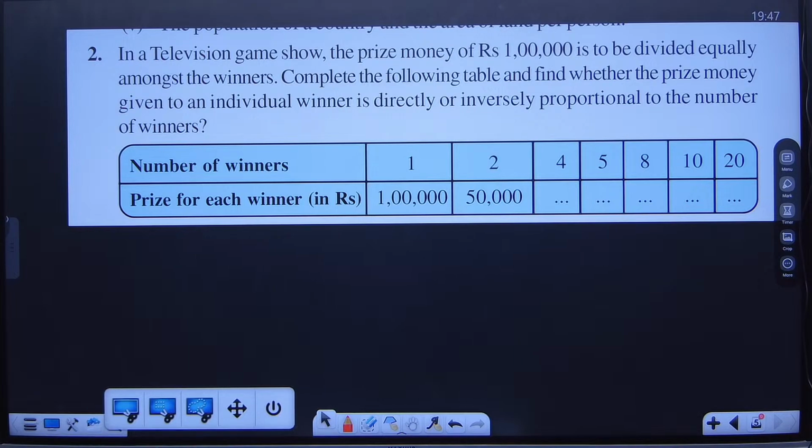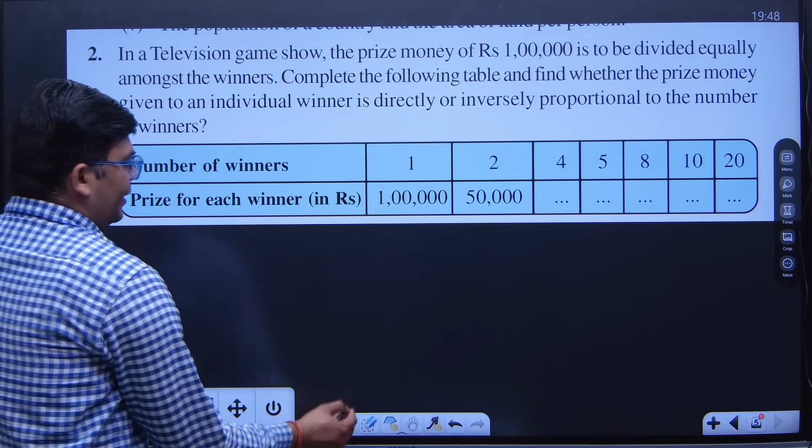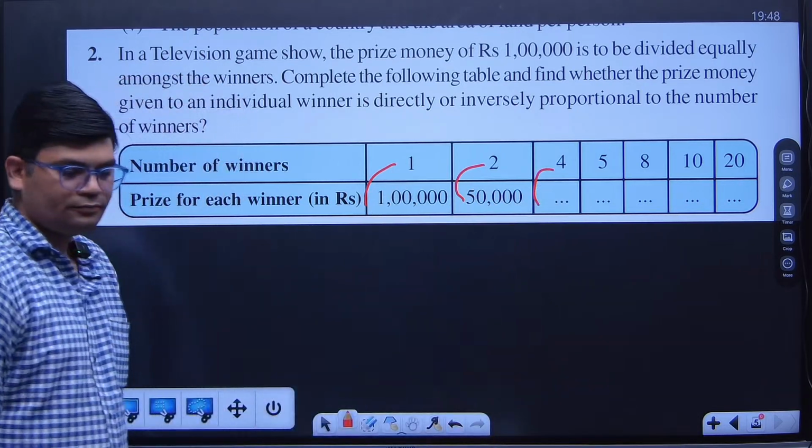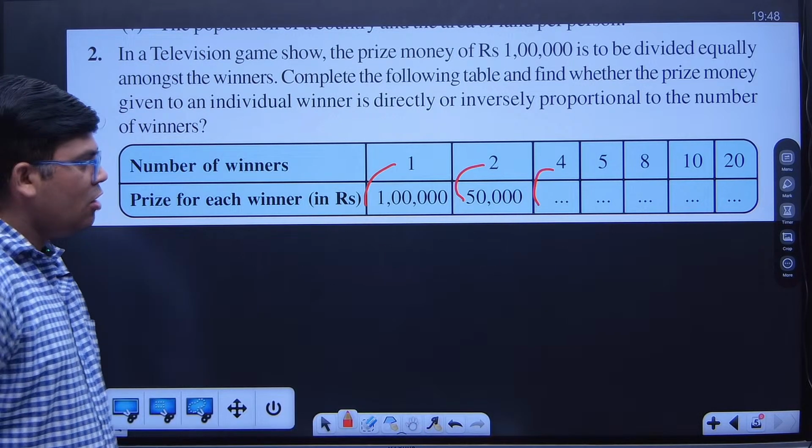Hello, sir? Yes. So what will you do? If the prize money is distributed among 4 students, what will be the amount for each? So will it be 1 by 1 lakh and then 2 by 50,000? No, why are you doing that? You can do 1 lakh by 1. So how much will you get for this?